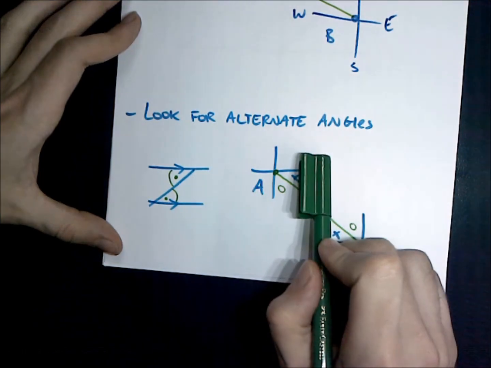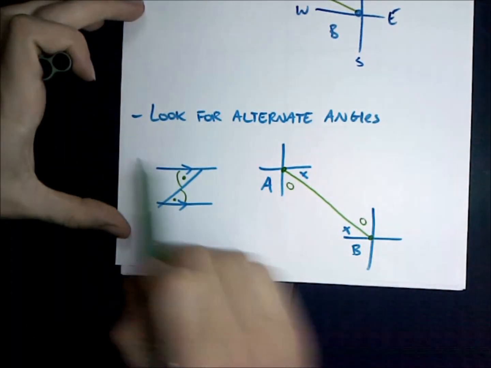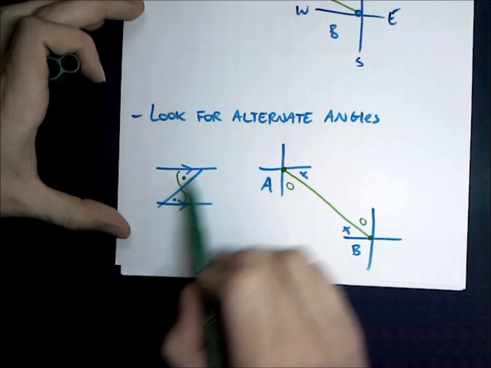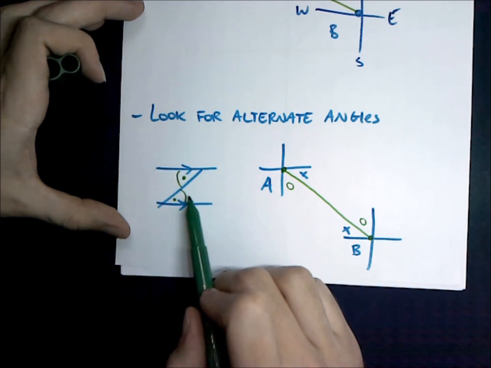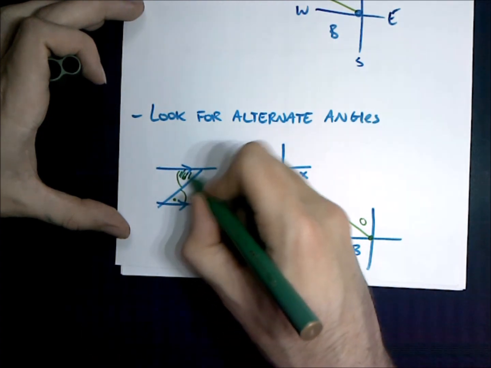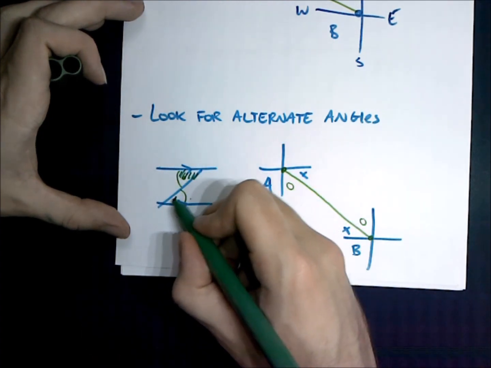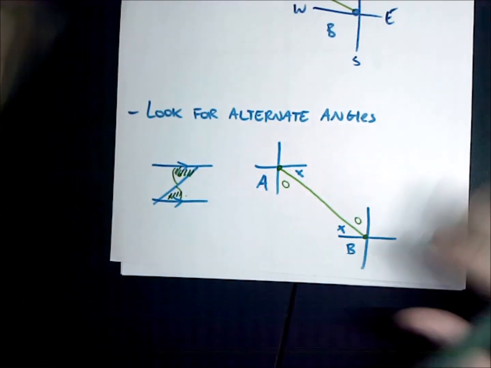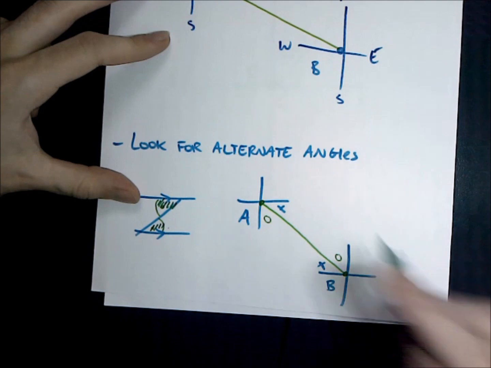Another tool that you need to look for is your alternate angles. Alternate angles are when you have parallel lines, and it's these Z's, where the 2 angles formed between your parallel lines and this line are equal. So this angle here is the same as that angle there. For bearings, you use these all the time. Where these parallel lines come from is your north, south, east, and west.